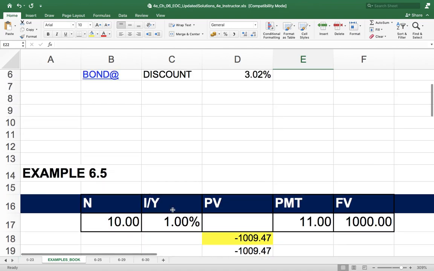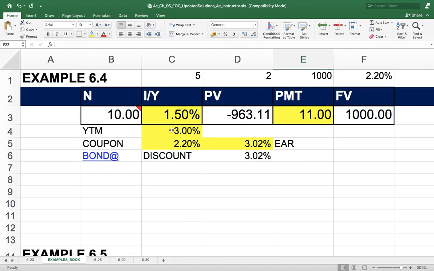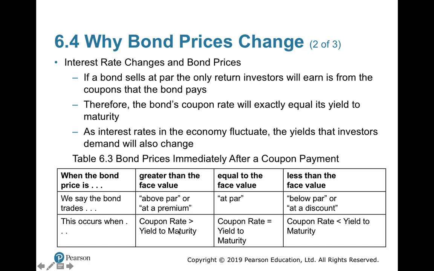Similarly, if the bond coupon is less than the YTM, it will be a discount. So it is written here: if coupon rate is greater than yield, it will be premium. Coupon rate equal to yield, it is par. Coupon rate less than yield, it is discount. We have taken three examples. The coupon is 2.2%. If the yield is 2%, then it became a premium bond. If the yield is exactly 2.2%, the same as the coupon, it is at par. And if the coupon is 2.2 and yield is 3, then it became a discount.